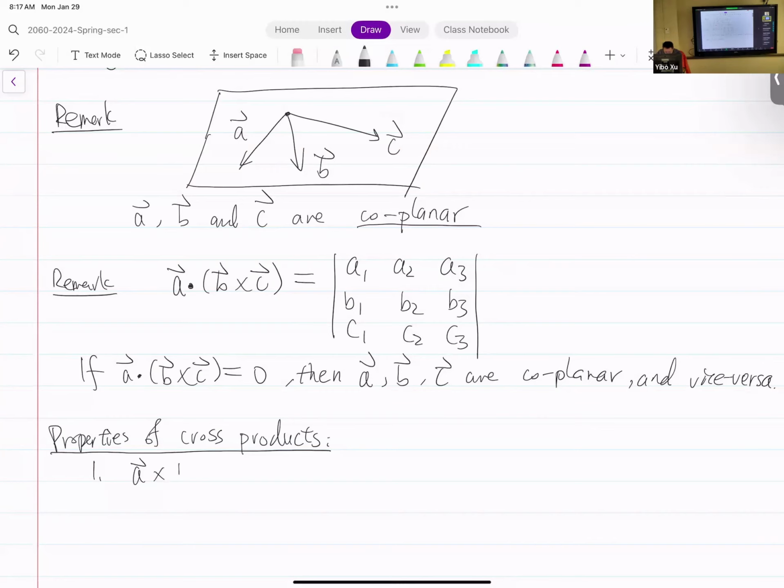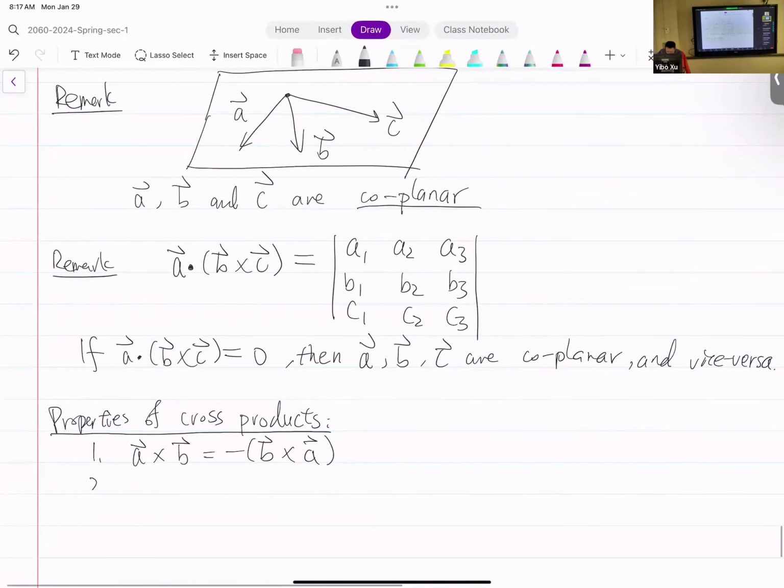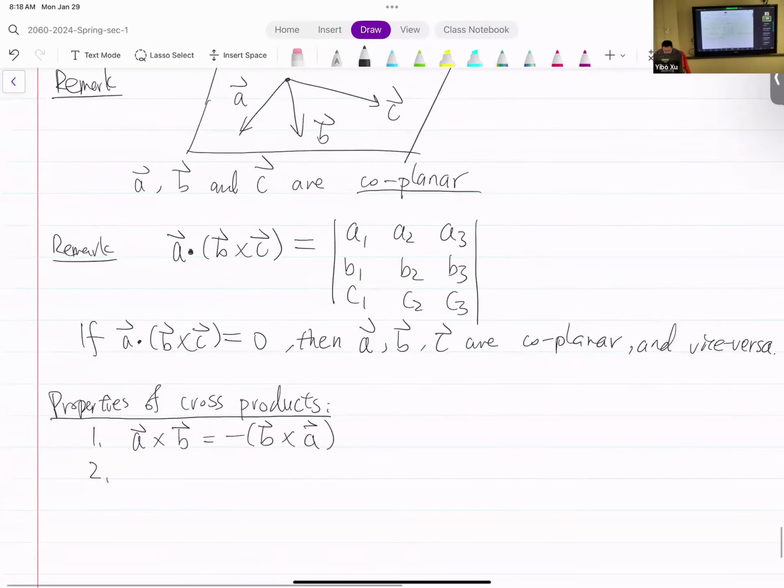Some of them are really straightforward. Some of the other ones are verifiable through the arithmetic property. That will be easier. So I highly recommend you verify some of the things that seem interesting. Okay, so the first one is that A cross B is the negative, or the opposite, of the vector B cross A. Okay, so this is something that we know already.